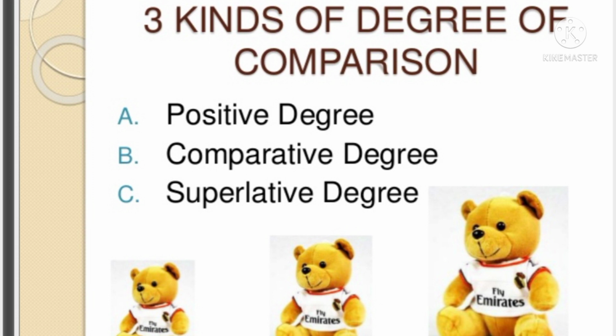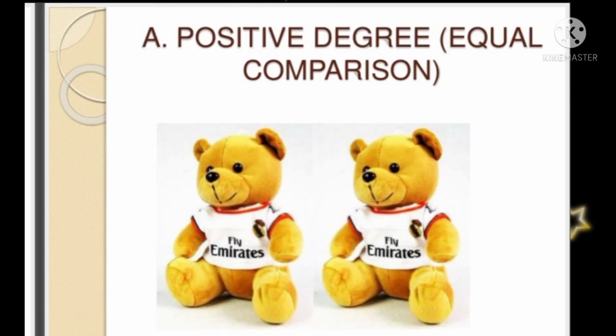Okay, positive. What is positive? We will see what is positive degree of comparison. Look at this picture. There are two dolls given here. Both are of the same size, same quality, same color. So this is called positive degree. It means we cannot compare it with something. Both are equal. If we are using something without comparison, that is called positive degree of comparison.